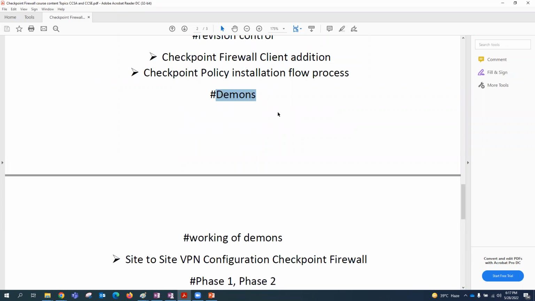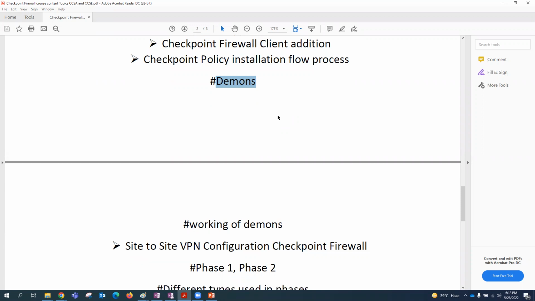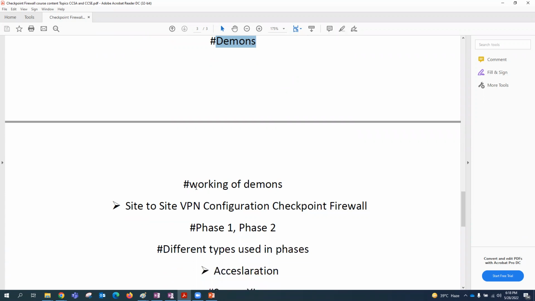For example, CPD is a daemon. FWD, right? It's also a daemon. For the VPN, we have VPND. For the secure shell, we have an FW secure shell daemon in Checkpoint. So there are multiple daemons, and I'll also explain how you will work with those daemons, in what cases, and which sort of daemon you should look for.